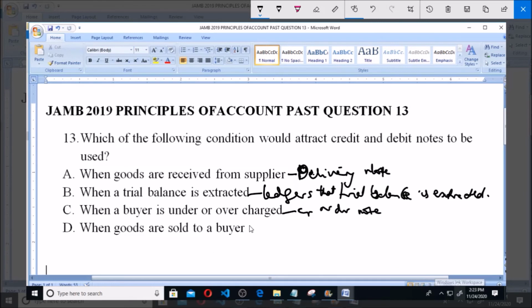D says when goods are sold to a buyer. When a good is sold to a buyer and the buyer makes payment, he gets what is called a receipt, which shows evidence that he or she has paid. So option C is the right answer.